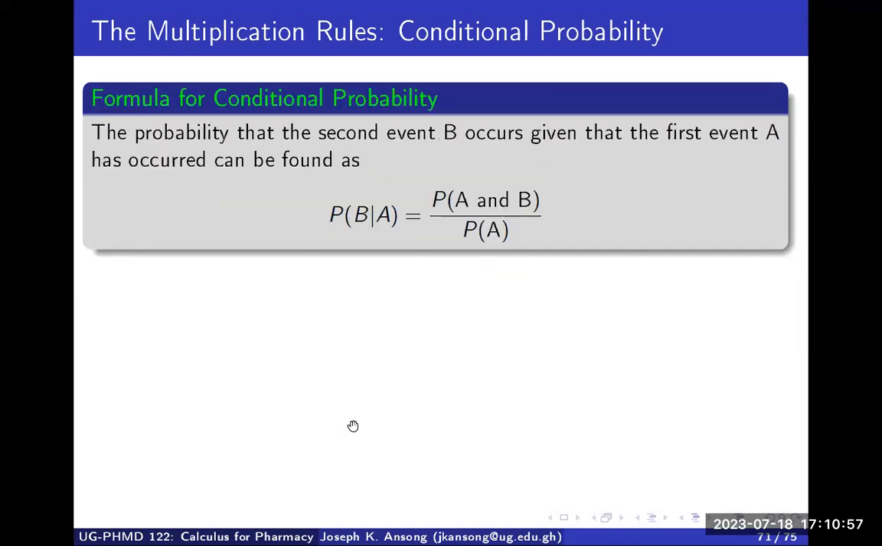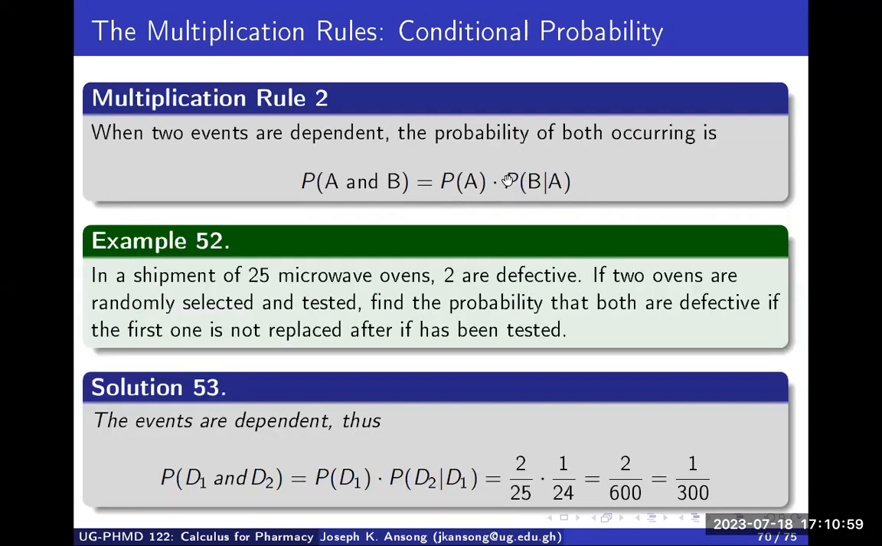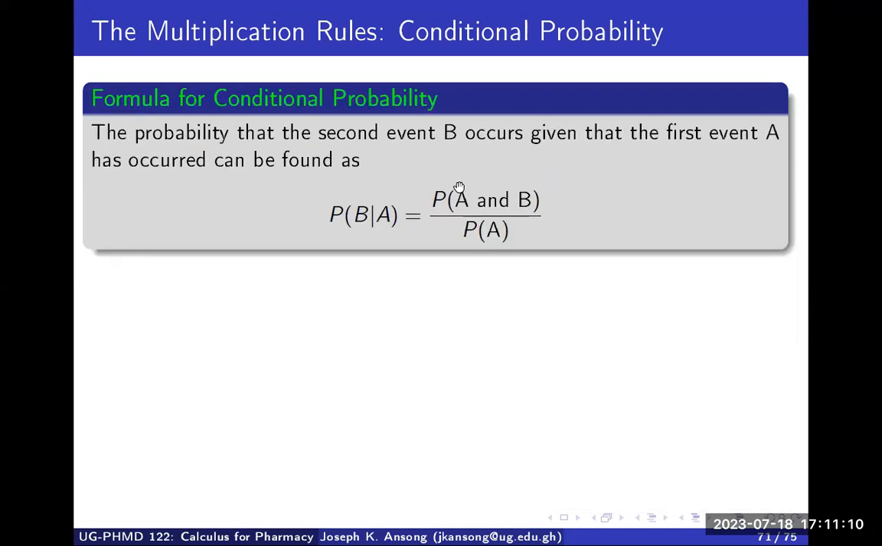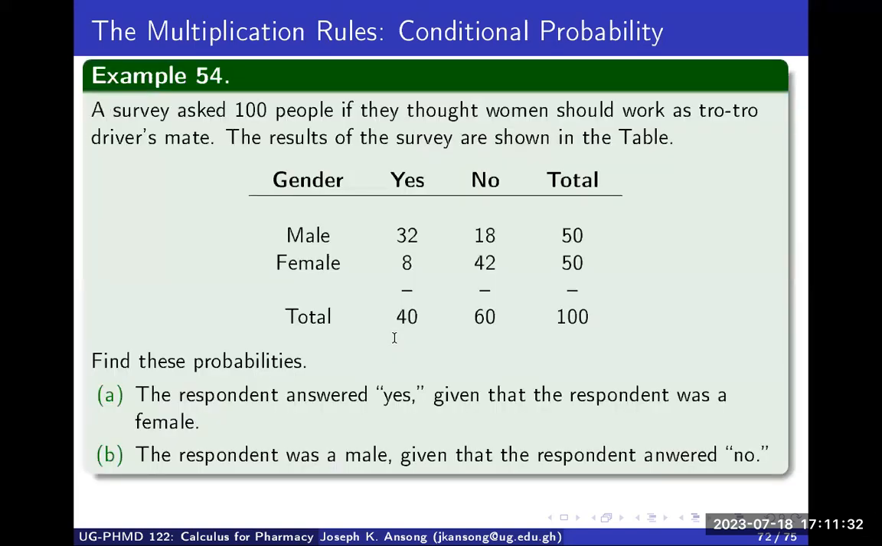Okay, so you can just manipulate this formula to get a conditional probability. This is just math. If you divide through by P of A, the probability of B given A will just be P of A and B divided by P of A. So the probability that the second event B occurs, given that the first event A has already occurred, can be written as the probability of A and B divided by the probability of A. That gives you the formula for conditional probability. Okay, so let's do some examples and bring this to a close.